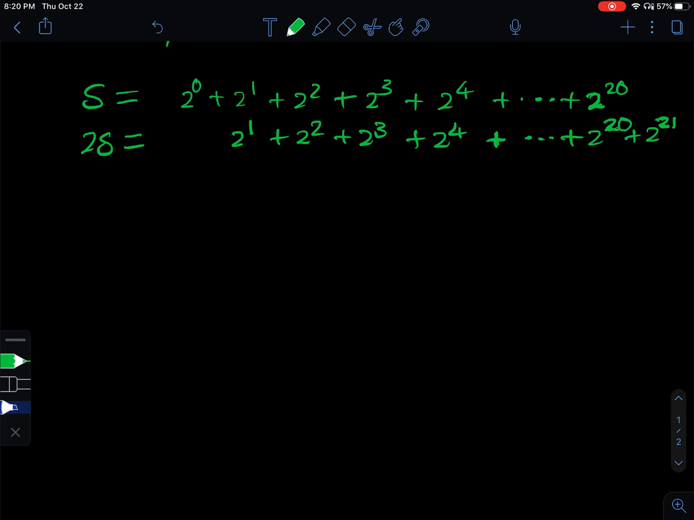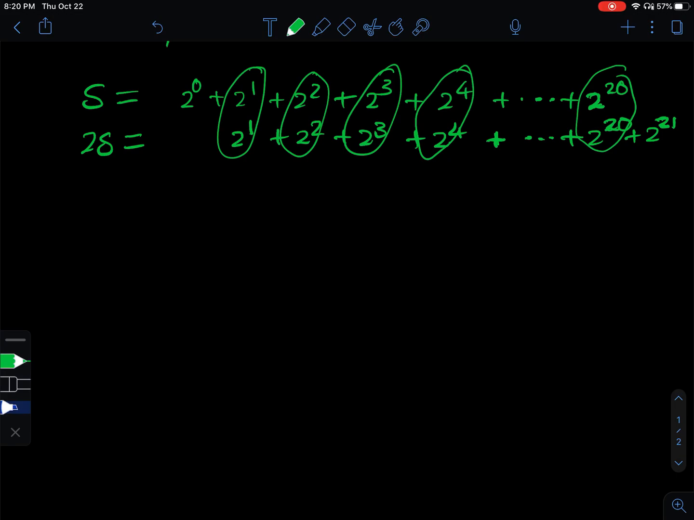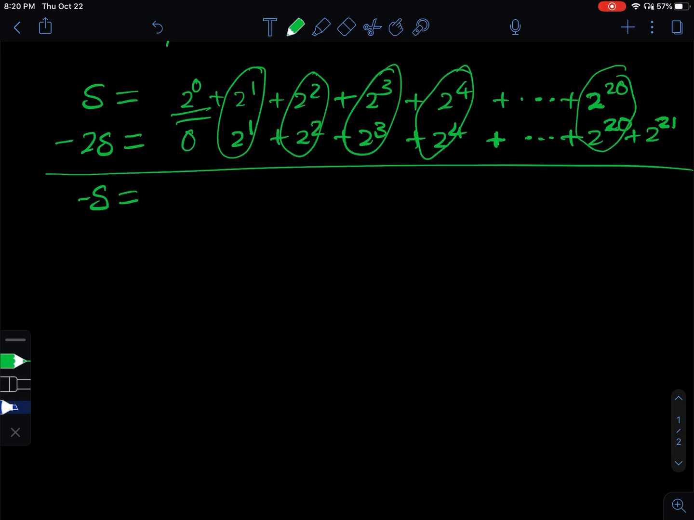Then you see that all these terms are pairs of equality. Now we got something nice. So if we add them, you're just going to double them up. Instead, you want to subtract to cancel. So if I subtract the two equations, I'll end up with this. Now, as you can see, this first term has nothing to cancel with. So s minus 2s is negative s. This first term cannot cancel with anything. So 2 to the power 0 minus 0 here, that's just 2 to the power 0.